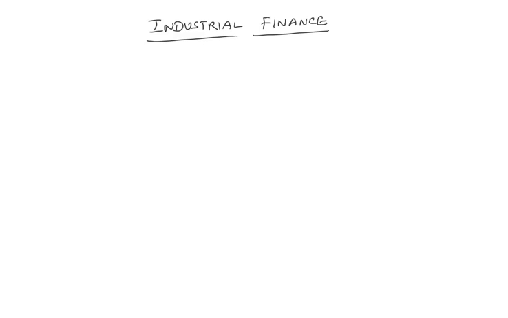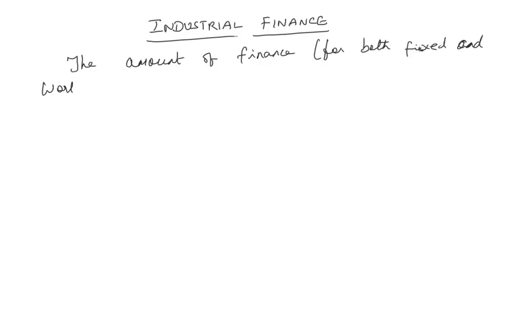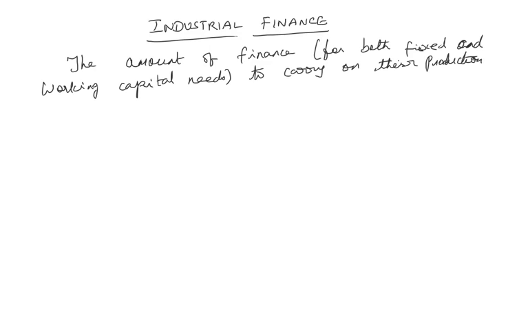So now in this class, we will check out the sources of finance for the industries. So that is the industrial finance. The meaning is the amount of finance for both the fixed capital requirements and the working capital requirements. Fixed and working capital needs. Finance is the main thing, isn't it? In order to continue or carry on their productive activities. So to carry on their production activity. So that is what is known as industrial finance.